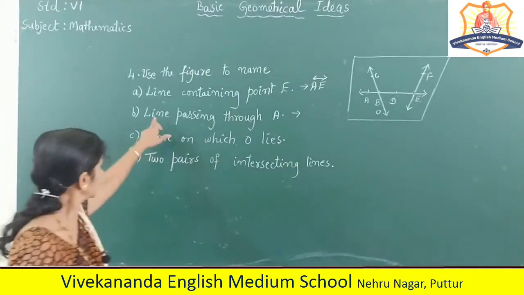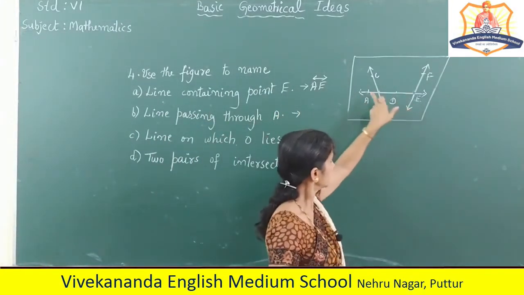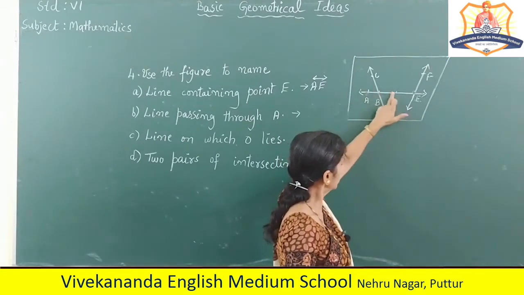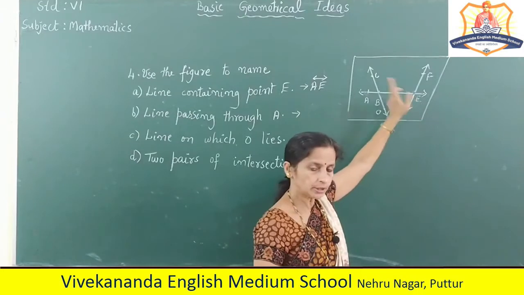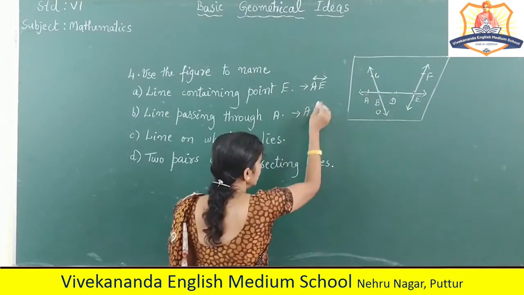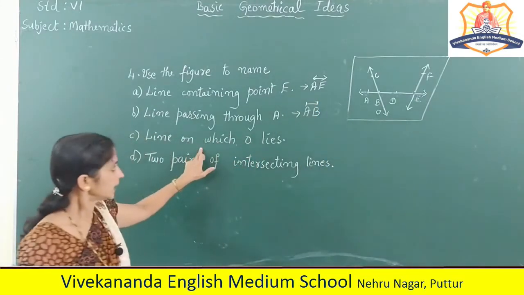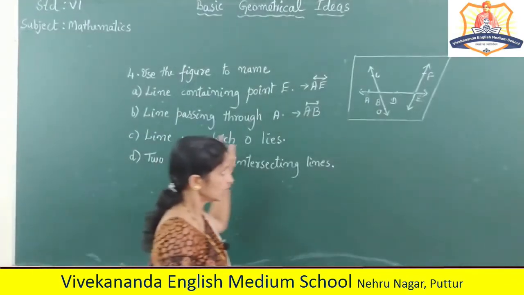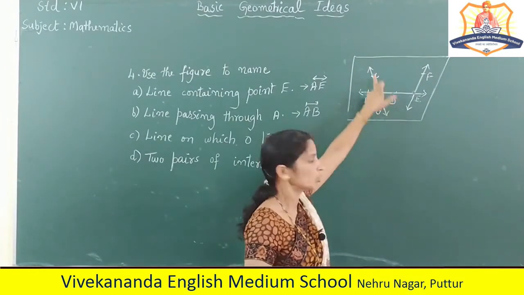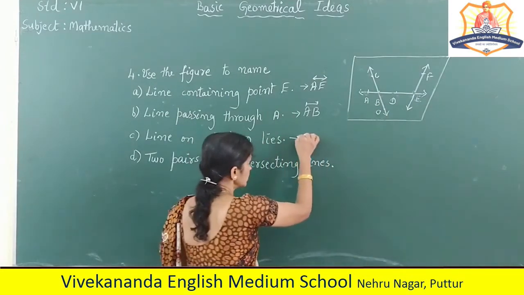Second question, a line passing through A. So you are getting many lines here passing through the point A. They are AB, AD, AE. But they told us to write only one line. So we write AB is the line passing through the point A. Next, a line on which O lies. Where is the point O? In this line. So which is the line? OC is the line which passes through the point O.